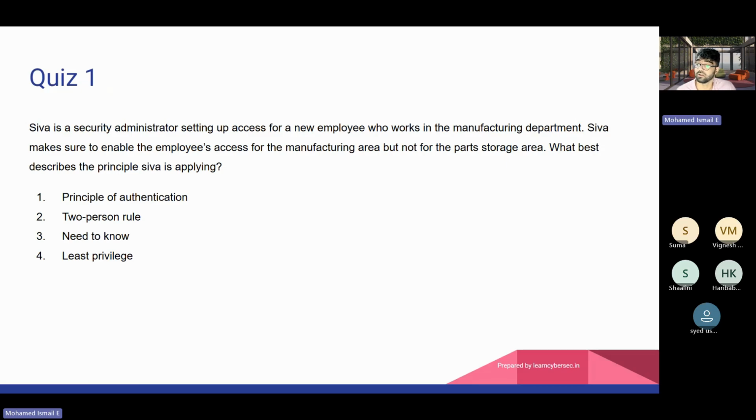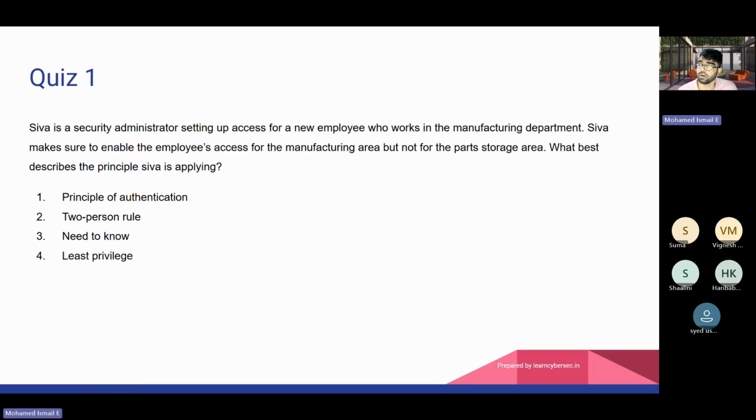So Siva is a security administrator setting up access for a new employee who works in the manufacturing department. Siva makes sure to enable the employee's access for the manufacturing area, but not for the parts storage area. What best describes the principle Siva is applying?